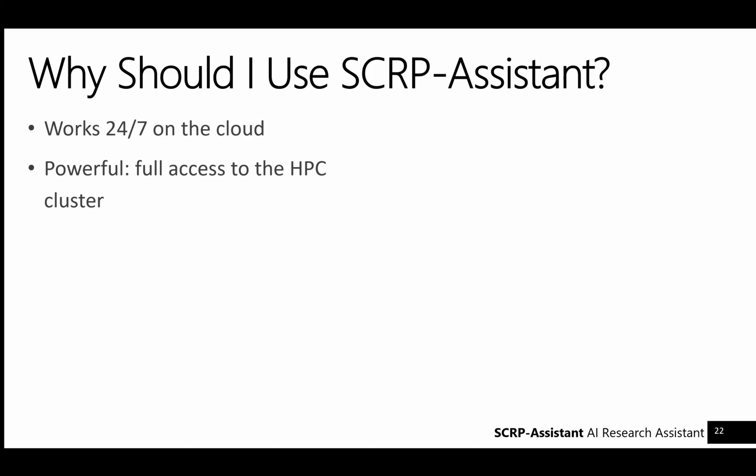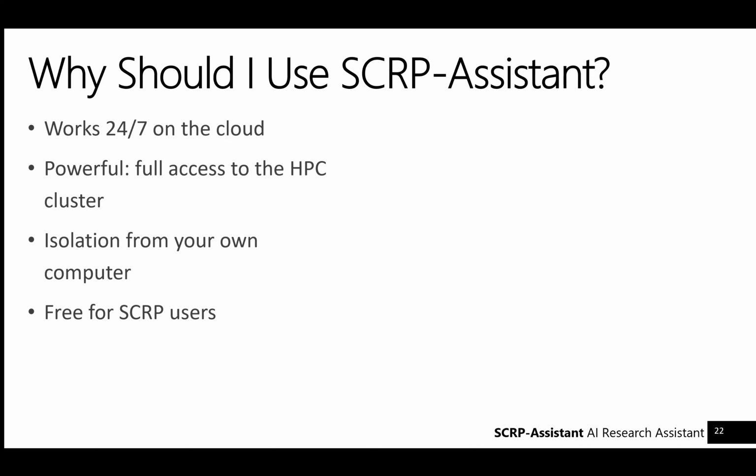Powerful, full access to the HPC cluster, right? It runs much faster, given how many CPU cores we have access to. Isolation from your own computer. It can only access whatever you upload, so it won't mess with your files on your computer. Of course, if you decide to give it access to your Gmail account, then it's different. But otherwise, it can only access what you upload. And finally, it's free. Once again, I think for grad students, this would be a very important factor to consider, because you can easily run into a lot of money if you use commercial offerings.